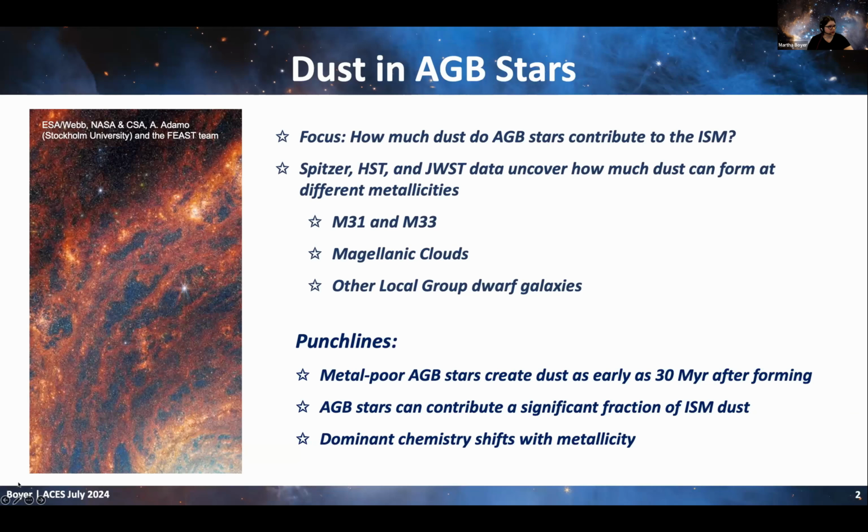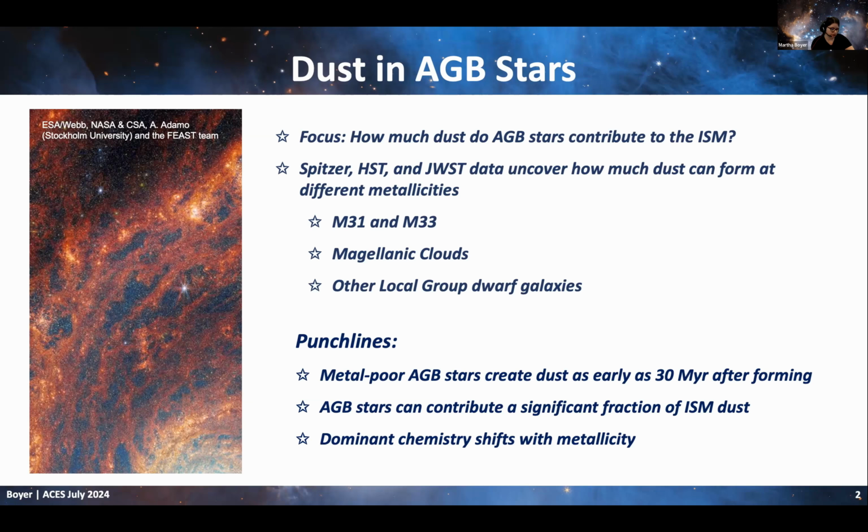All right, so when you're talking about JWST, you're going to end up talking about dust, right? So that's what I'm going to focus on: how much dust do AGB stars contribute to the ISM? First, I'm going to give some background of where we are up to the launch of JWST using Spitzer and Hubble data. So I'm going to talk about M31 and M33. I'm going to talk about the Magellanic Clouds and some other Local Group dwarf galaxies.